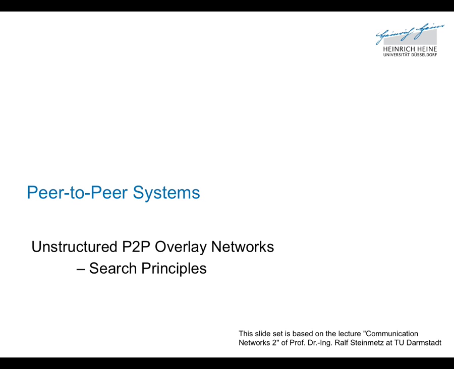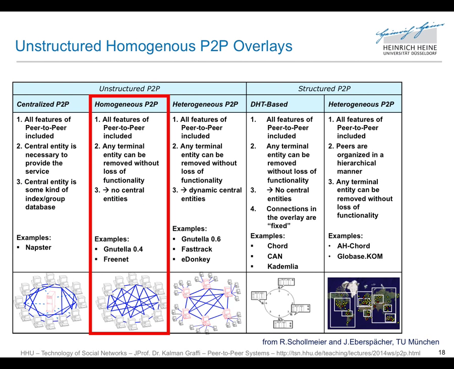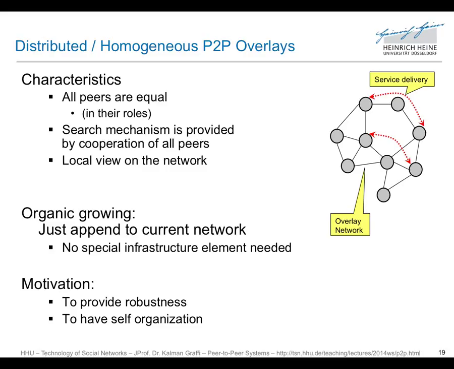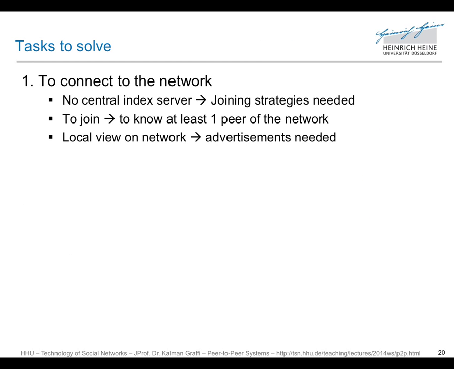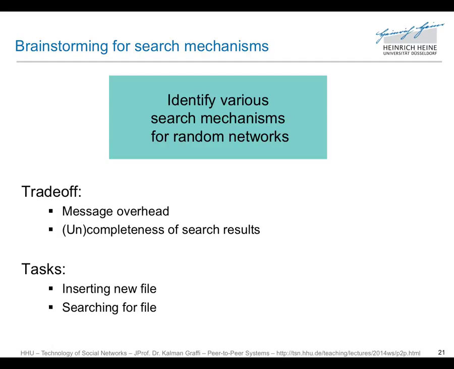Okay, so let's see how the unstructured P2P overlays, the pure overlays where we don't have special servers, operate. Before we go into that, I want to discuss with you some search properties. So how can we search? Just assume we have 1 million nodes, and all of the peers are equal. Just keep in mind the question will be: identify various search mechanisms for random networks.